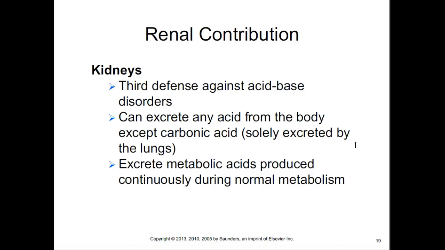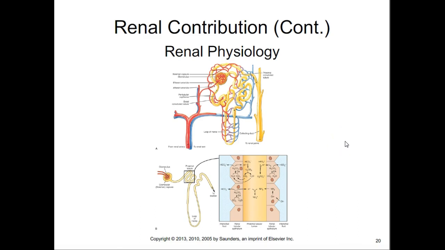All right, so the third defense against acid-base disorders is renal. So they can excrete any acid from the body except carbonic acid. That's solely excreted by the lungs in the form of carbon dioxide. Excrete metabolic acids produced continuously during normal metabolism, like lactic acid. All right, so you can see here some phosphates, the bicarbonate. And so this is normal renal physiology.